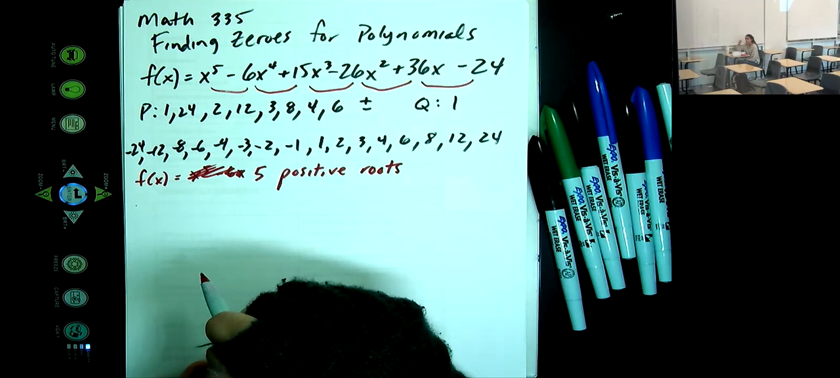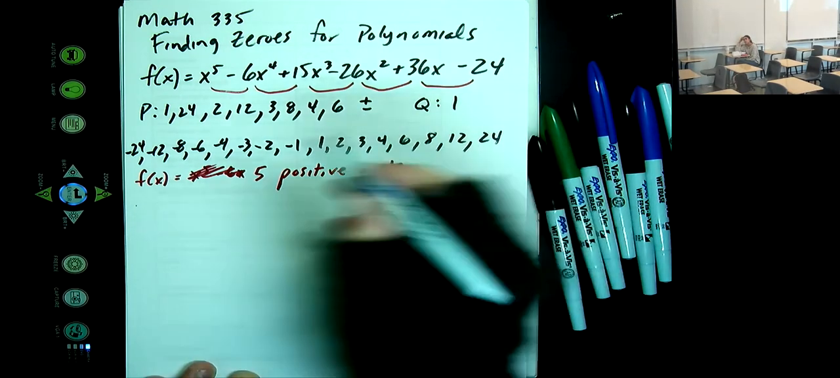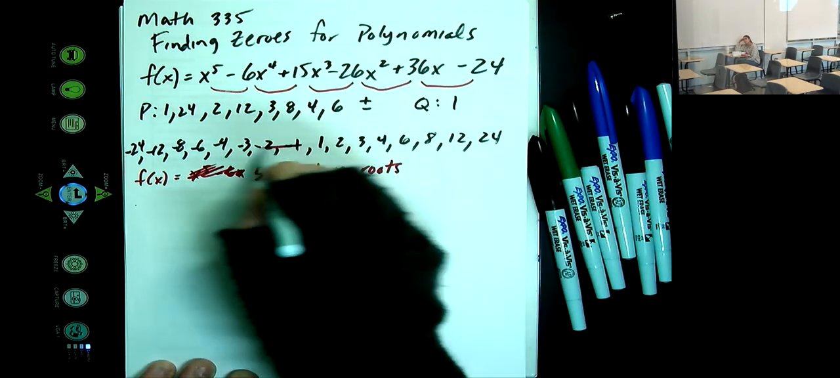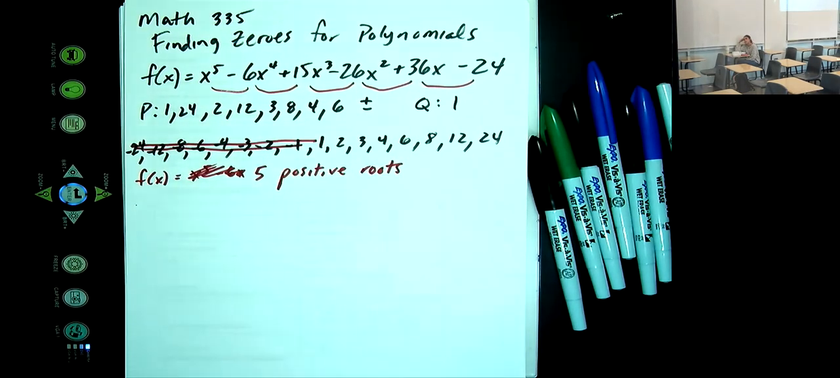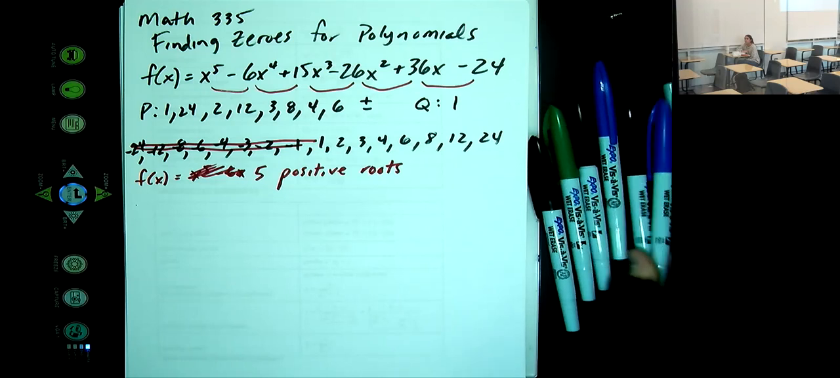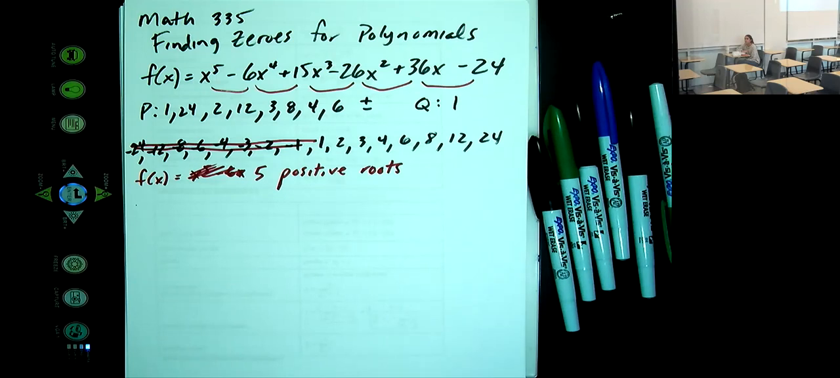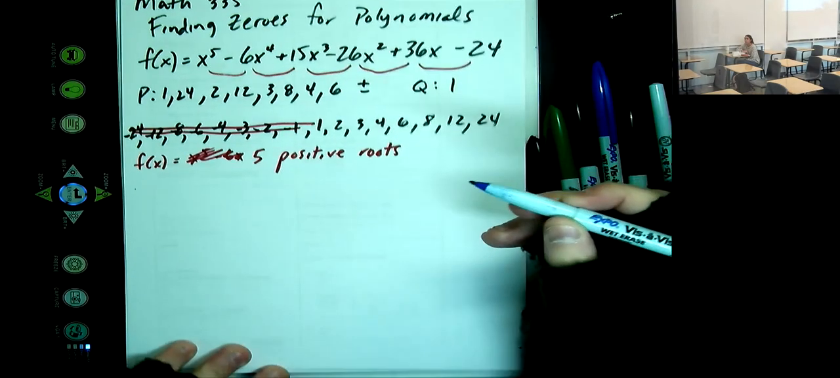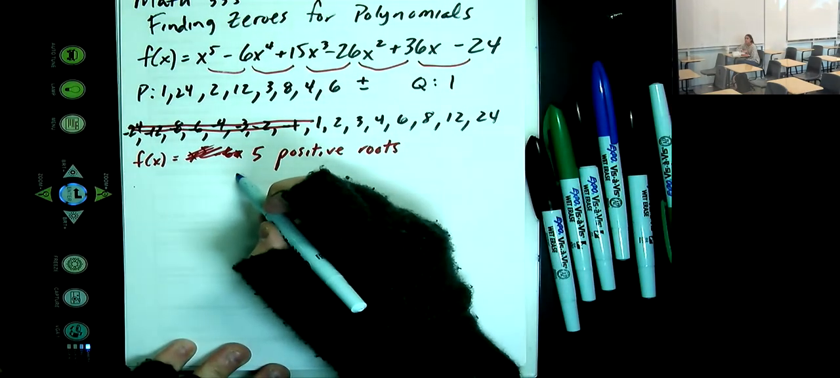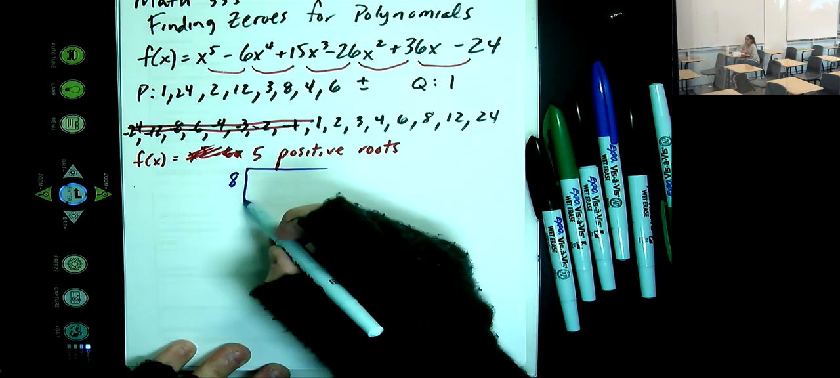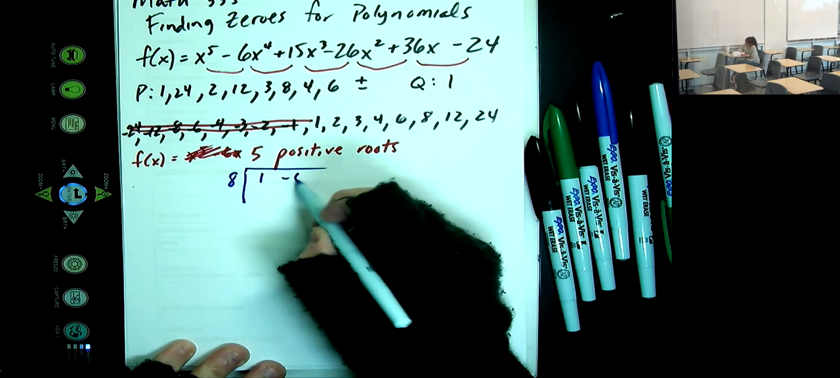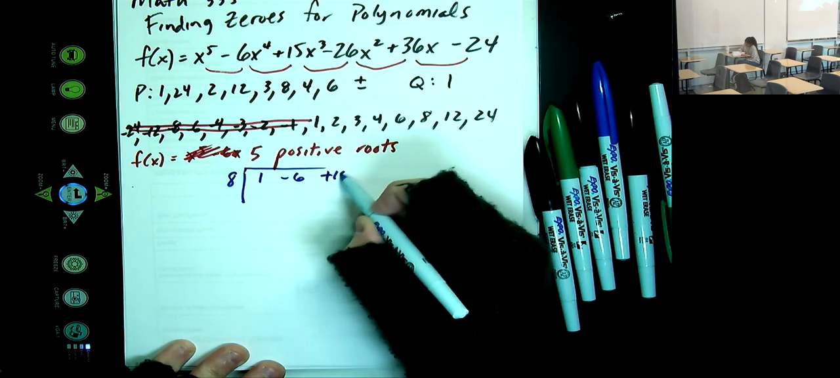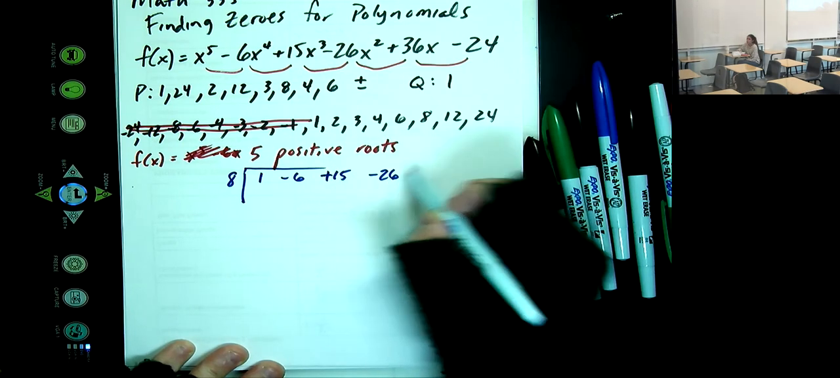Well, that made this really easy, didn't it? I should have led with that. 5 positive roots means no negative roots, because the degree on our polynomial tells us how many roots we can have. That's pretty handy. So we've narrowed it down to that. Maybe I'll start with something like 8. So we're going to do our little synthetic division, making sure we don't skip any things for missing variables.